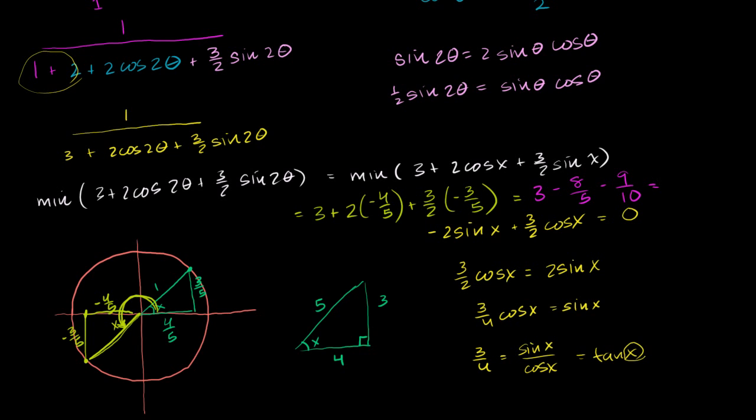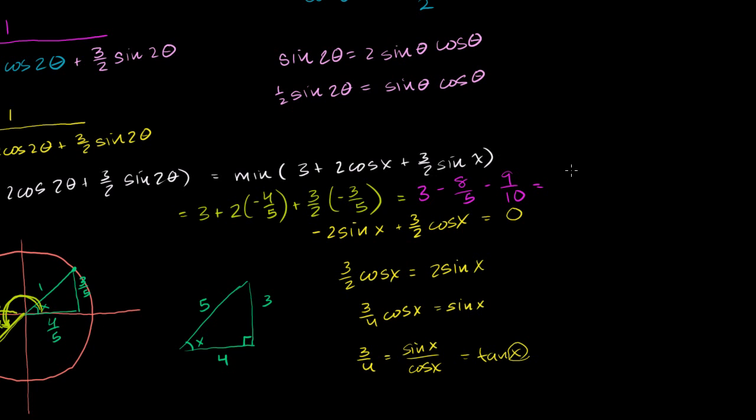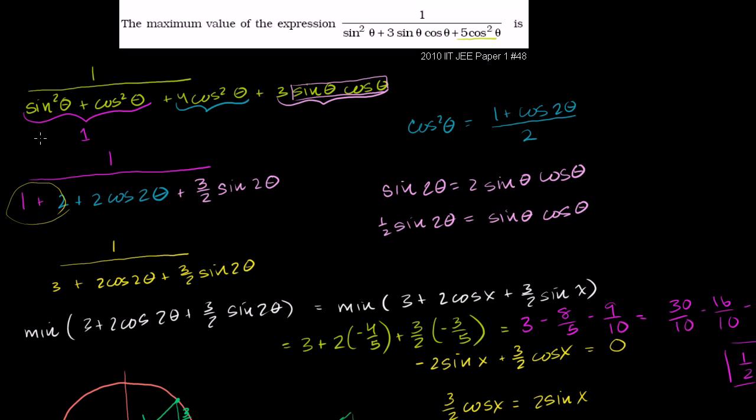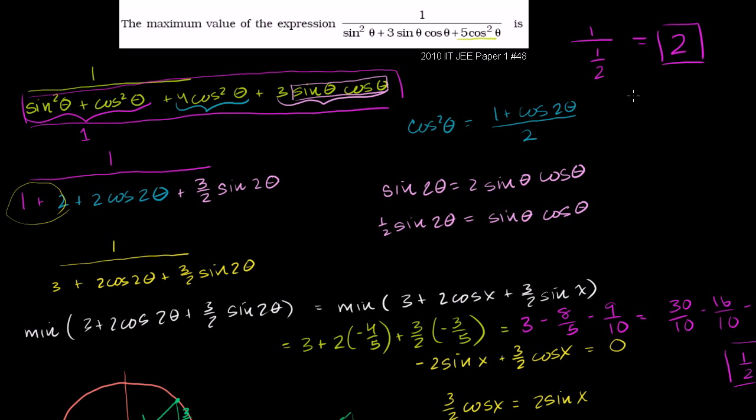And so this is going to be equal to, we could put everything over 10. 30 over 10 minus 16 over 10, right? That's 8/5, minus 9 over 10. And this gives us 5 over 10, or 1/2. So the minimum value for our denominator, everything we've been dealing with so far has been our denominator, the minimum value of all of this business over here is 1/2. So the maximum value that this whole expression takes is when the denominator is at its minimum of 1/2. So we get 1 over 1/2, which is equal to 2. And we're done.